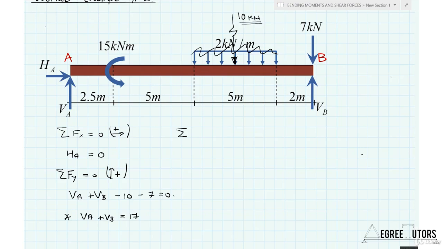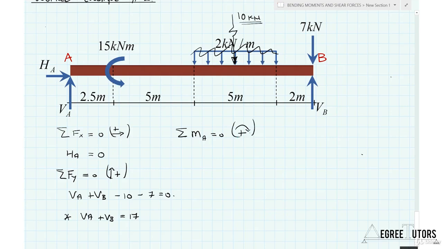But to simplify things a little bit, I'm going to take moments about point A. That means one of my unknowns, VA, passes through the point about which I'm taking moments, and so will disappear from the moment equation. That equation will then yield a value for VB. So the sum of the moments about point A must equal 0. I'll assume that clockwise moments are positive. So what do we have?